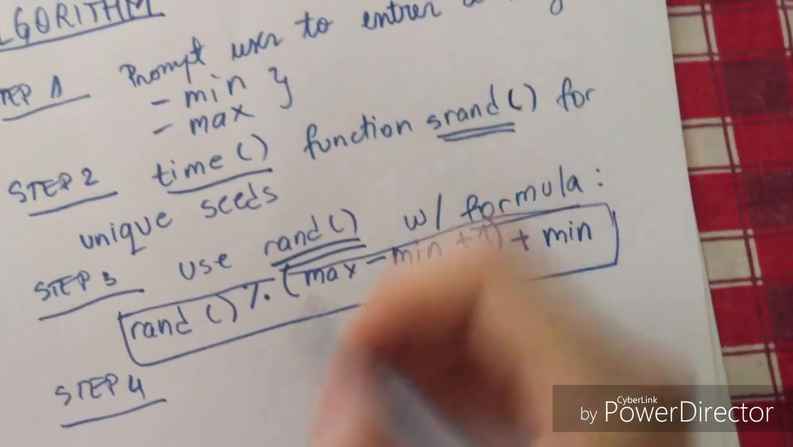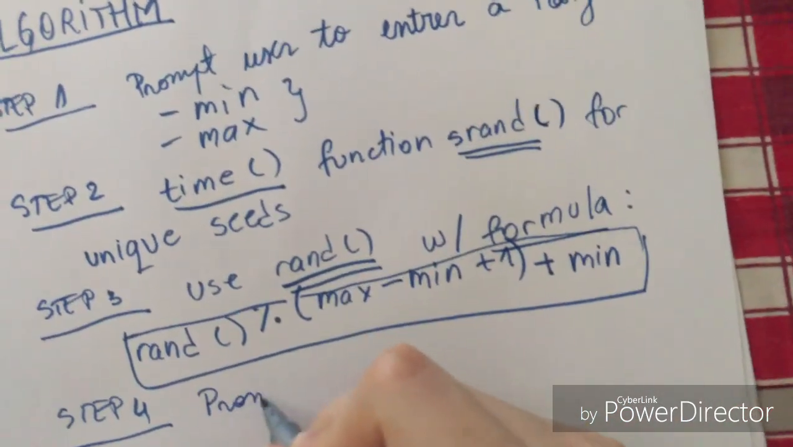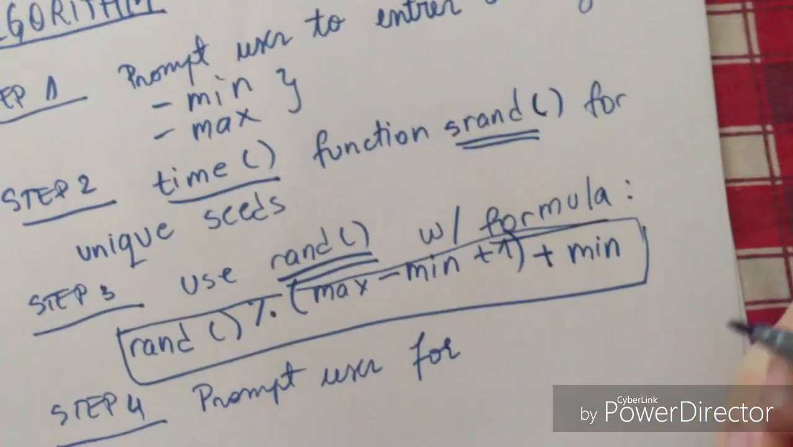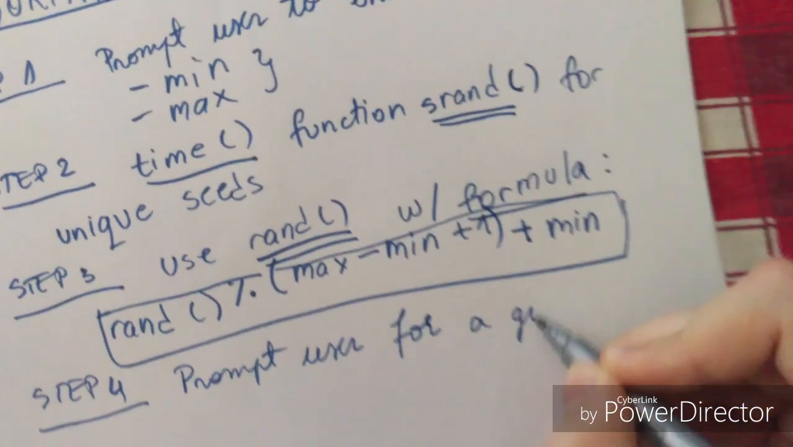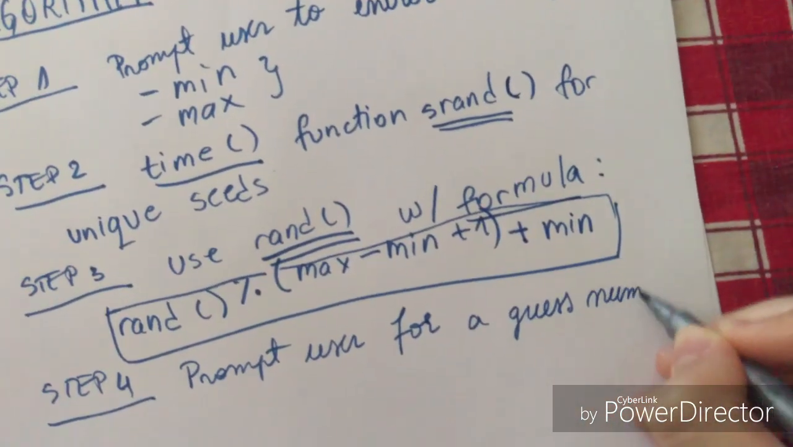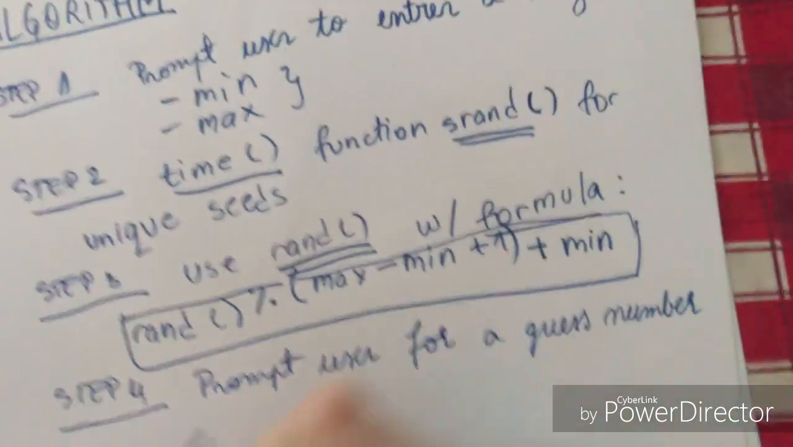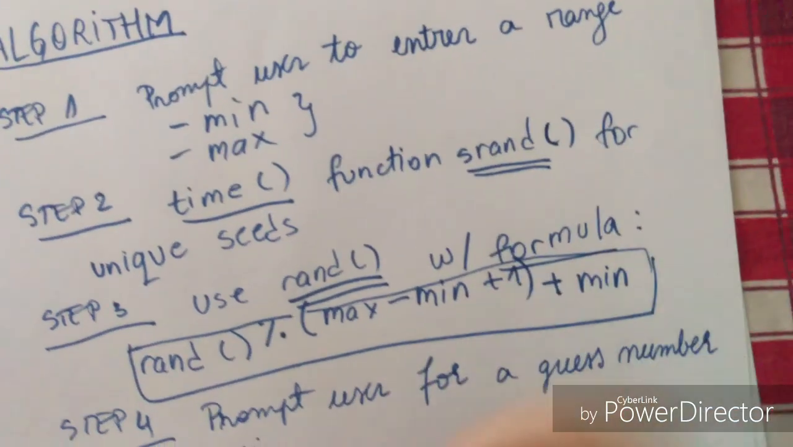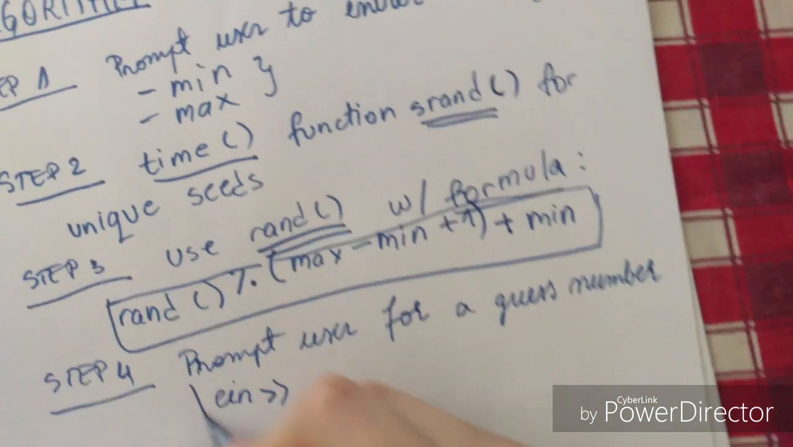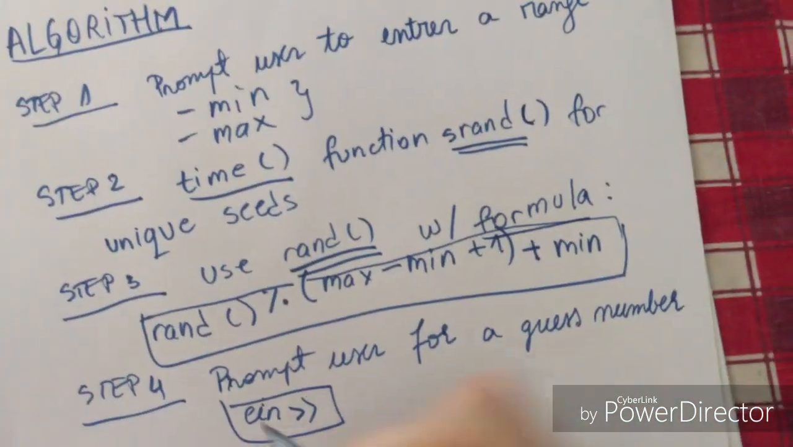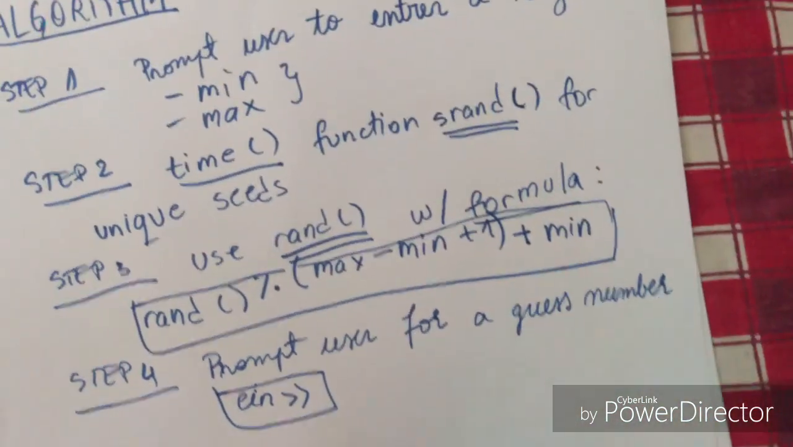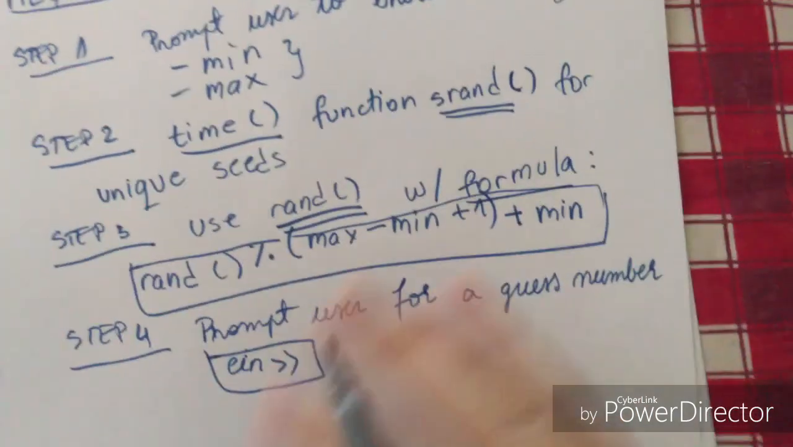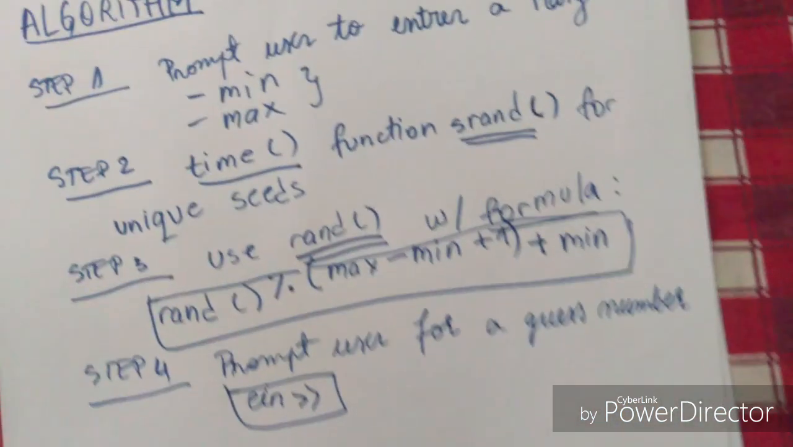For step number 4, we are going to prompt the user for a guess number. We are going to be using cin because we are only taking in integers. We do not need anything else. If we were taking in words or sentences, we could have used getline, but for this case, cin is perfect.